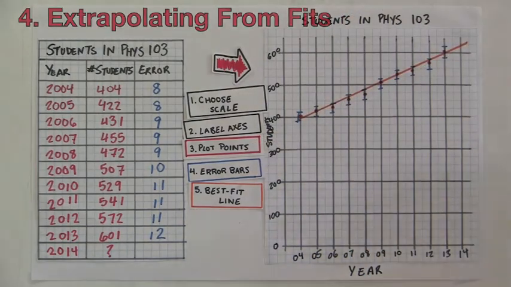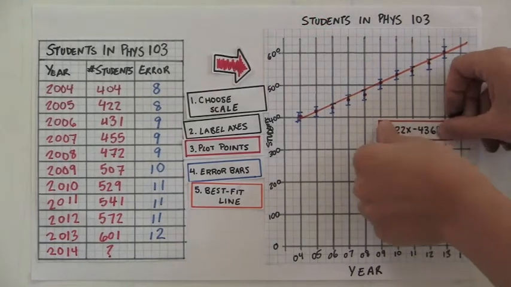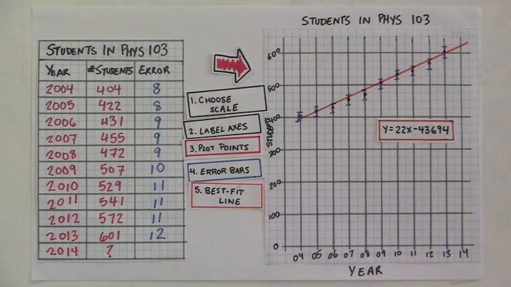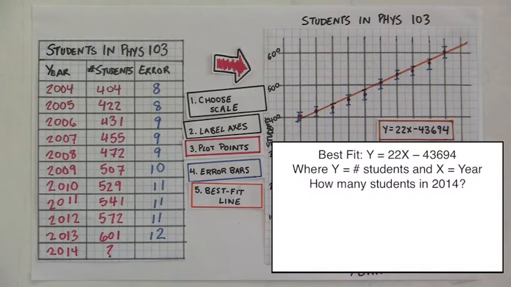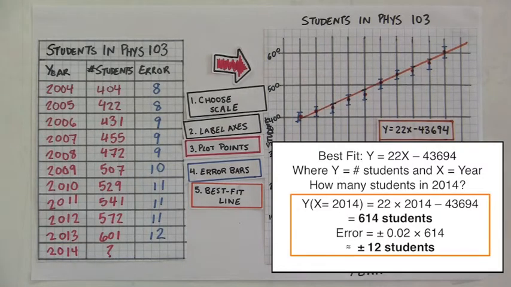When we plot data on the computer, we can obtain an equation for this best fit line. We can use this equation to make predictions about the class size of Physics 103 in the future. Let's calculate the expected number of students in Physics 103 next year. Using the best fit line equation, we can plug in the year as 2014 and obtain an expected value of 614 students with an error of roughly plus or minus 12 students.